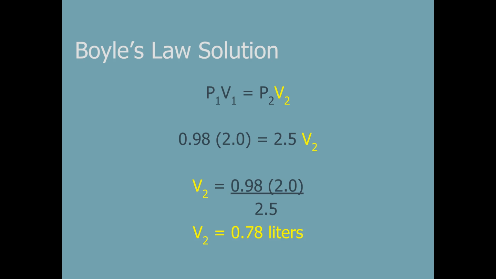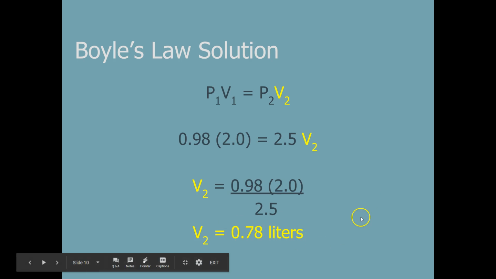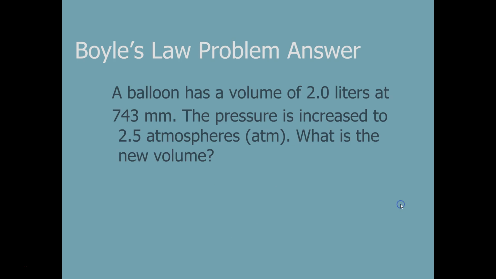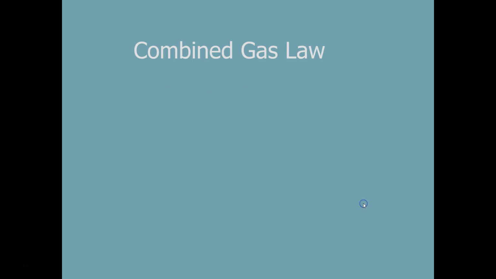So again, as you can see, the pressure increased and the volume of that gas decreased. There's our indirect relationship, and we can see how much the volume actually decreased by going through this type of problem. So again, our answer is 0.78 liters.